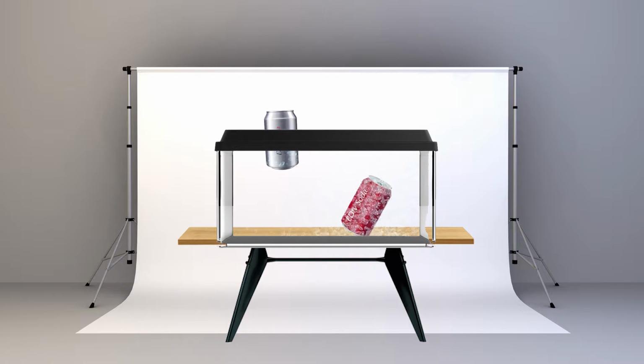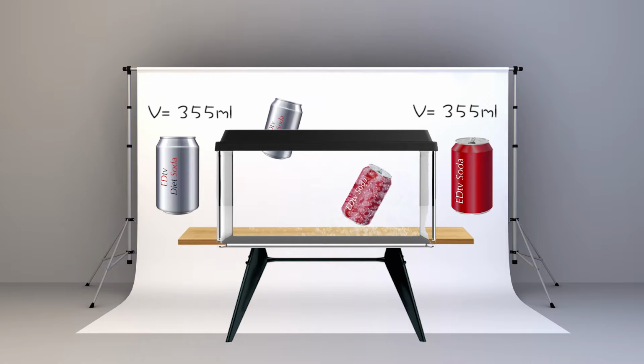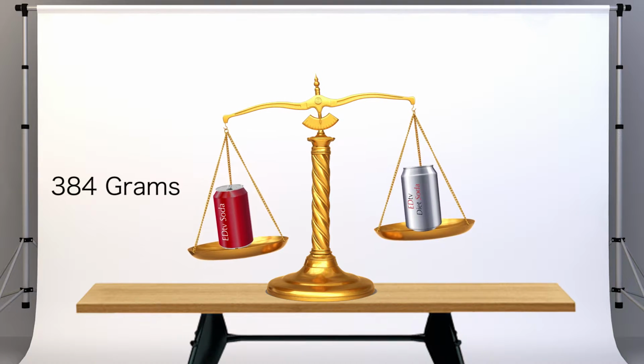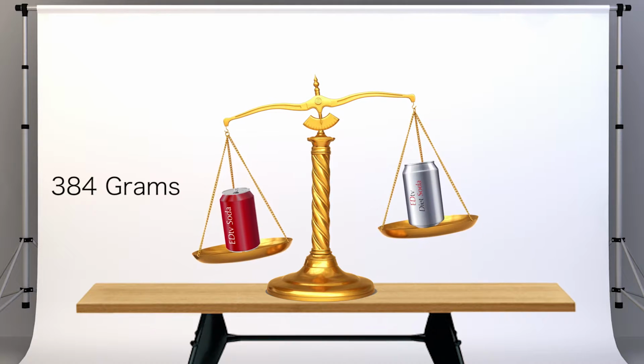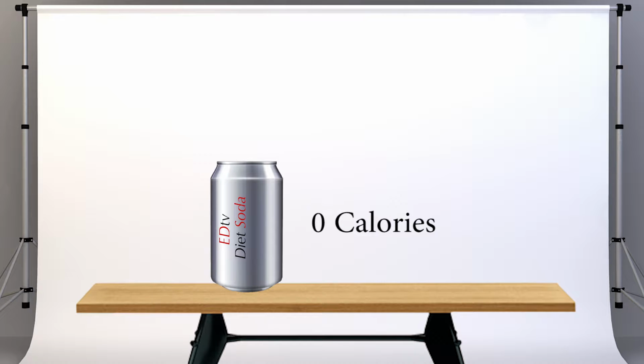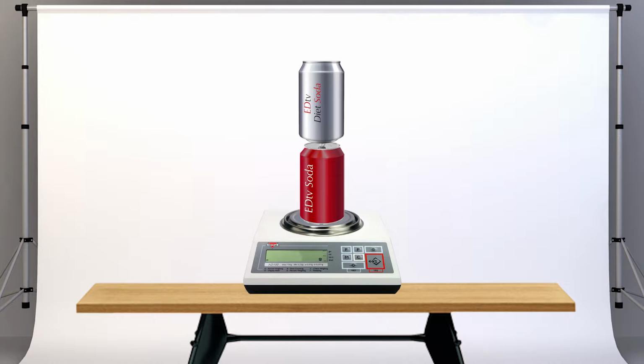We are going to use regular and diet soda in our example. Both cans are the same size and hold the same volume, 355 milliliters. The regular soda weighs about 384 grams, while the diet soda weighs 371 grams. The regular soda has 140 calories. The diet soda has 0 calories. Are the calories the thing that makes it weigh more?